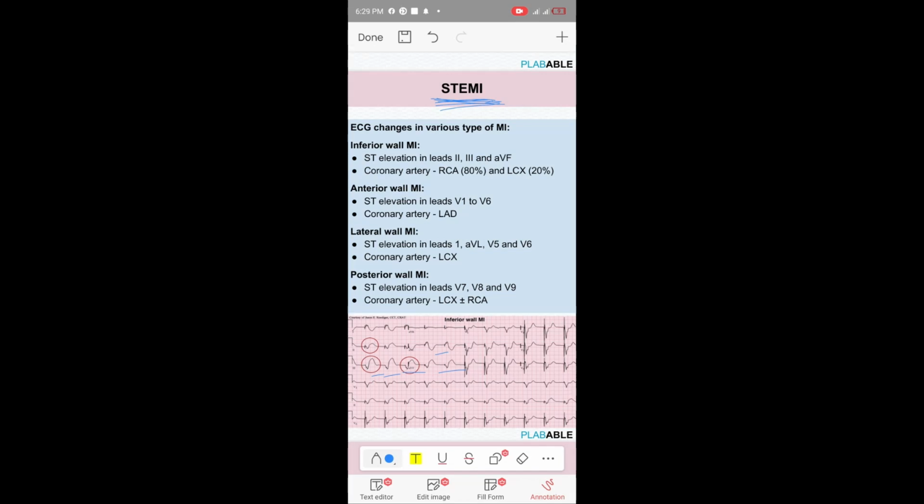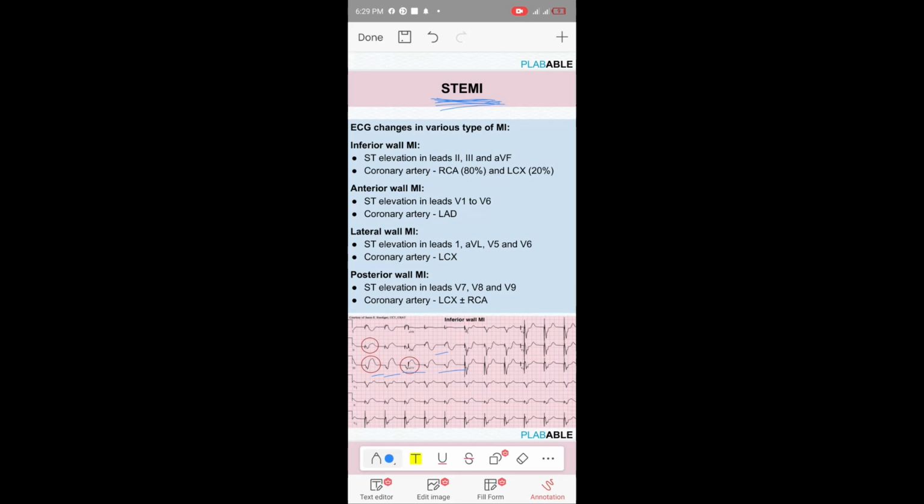There's a corresponding artery. V1, V2, V3, that's anterior, so that corresponds to the LAD. And 1, aVL, V5, V6, that is left circumflex. That's going to give you an idea, because in a lateral wall MI, 1, aVL, V5, V6 will be involved.